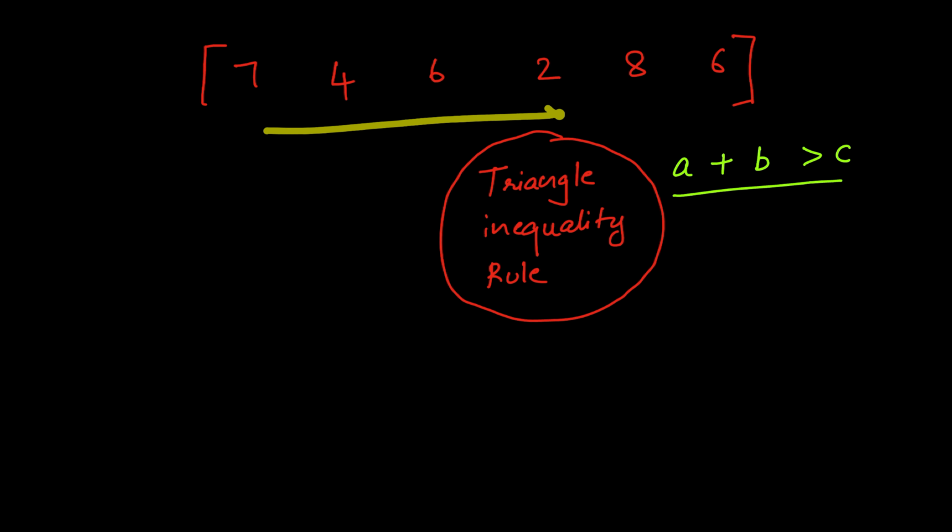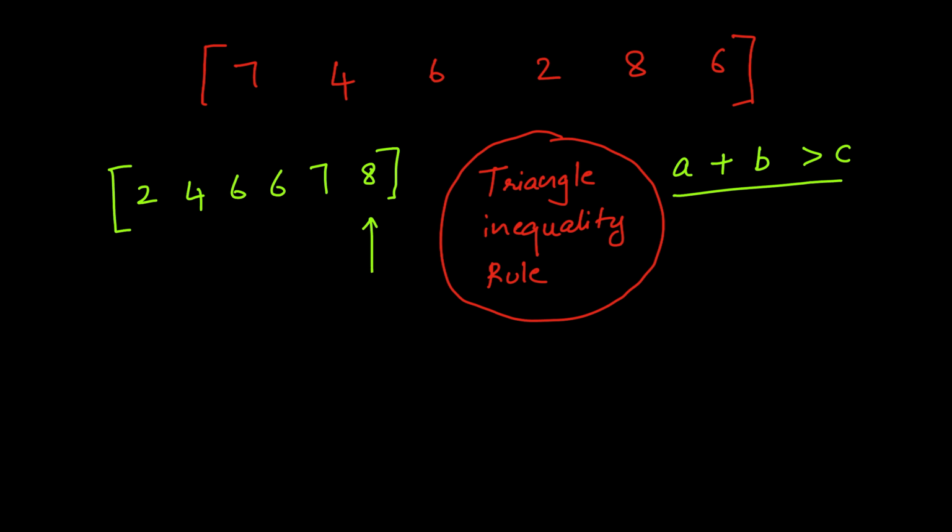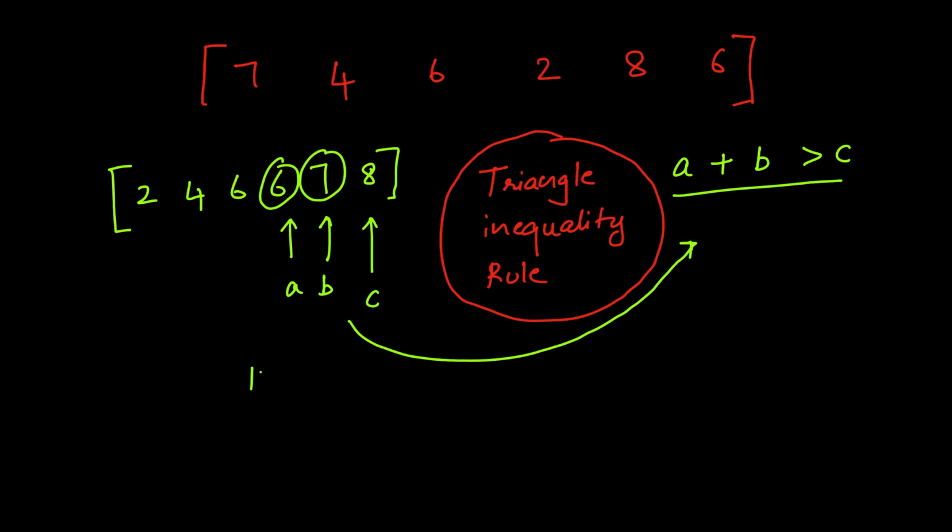Let's do a quick dry run on this example by sorting it in ascending order. Now we'll start our iteration with our pointers pointing at the rightmost elements, considering that as C, and a couple of elements right before them will become A and B. If we apply the formula with these numbers, the formula is satisfied, which means we have a valid triangle with sides 6, 7, and 8 as the values.